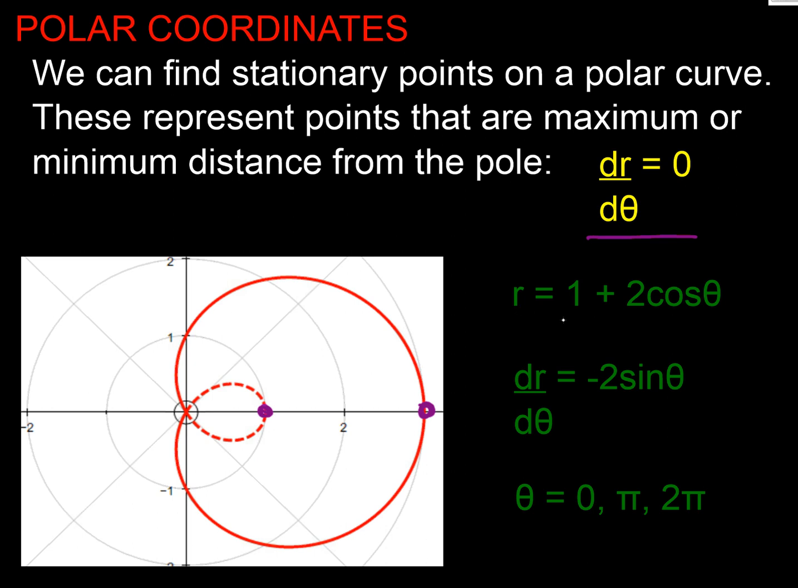Let's do it in this case. So if r equals 1 plus 2 cos theta, then dr by d theta is minus 2 sine theta. I set that to 0, so sine theta must equal 0. So theta must equal 0, pi, 2 pi, 3 pi, etc. So that's theta equals 0 and 2 pi, and 4 pi. This point over here is theta equals pi and 3 pi, and also negative pi. So that's one way of finding stationary points.